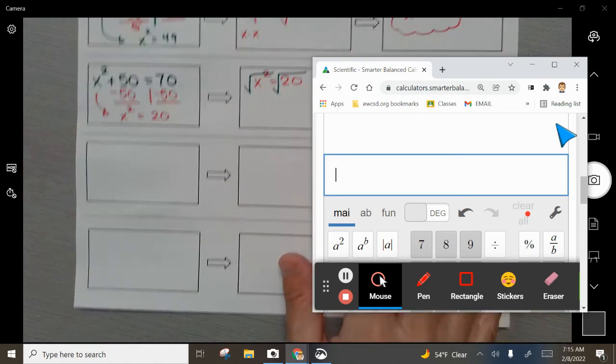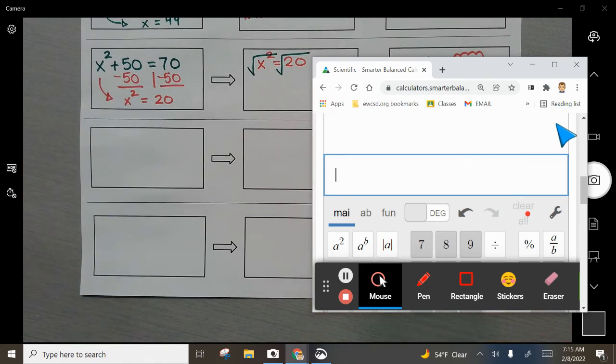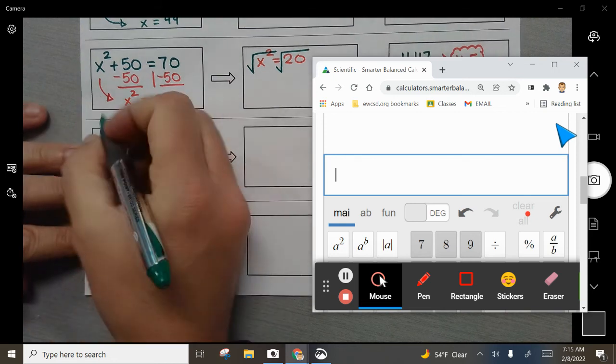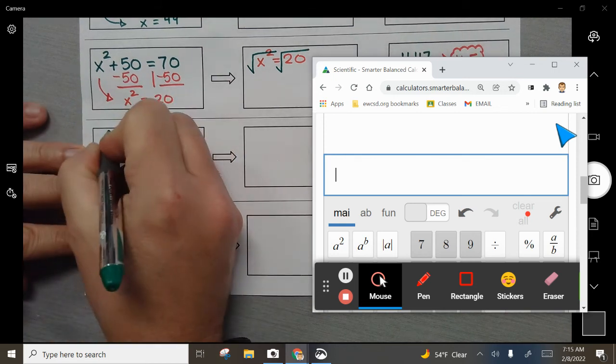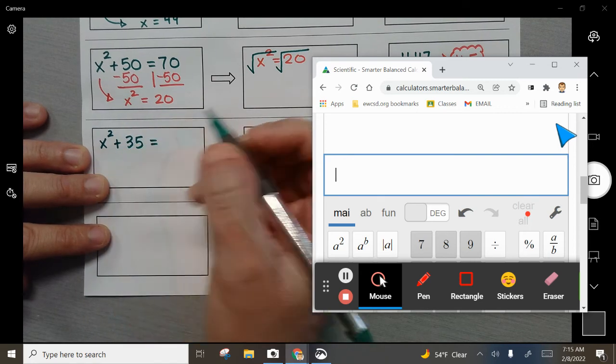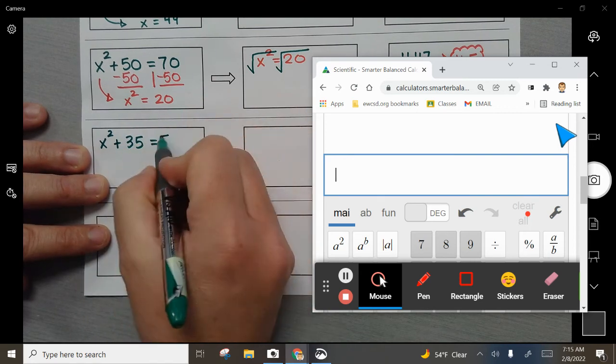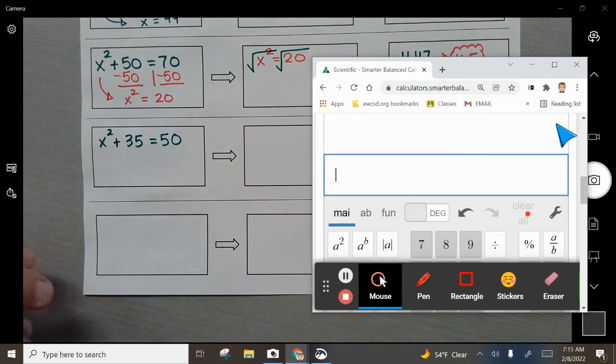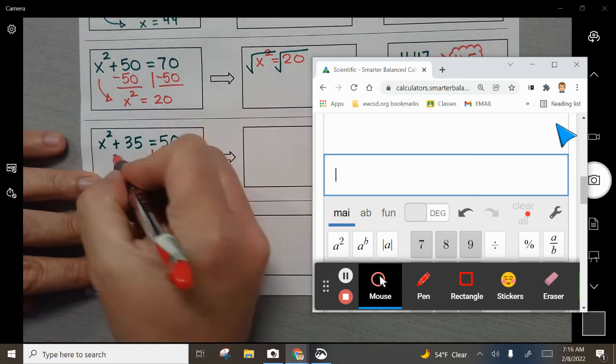Over here on this side, I'll leave the calculator open. I want you guys using your calculator. This is time for you guys to try this on your own. What if I said x squared plus 35 equals 50? Still trying to give you easy numbers to deal with. Why don't you try that one on your own? First step, I want you guys to, again, subtract 35 from both sides.